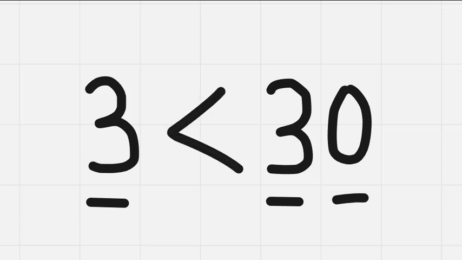Here we have a one-digit number in 3 and a two-digit number in 30. Even though the 3's are the same, 30 has two digits. Whatever number has more digits is the bigger number. So 3 is less than 30.